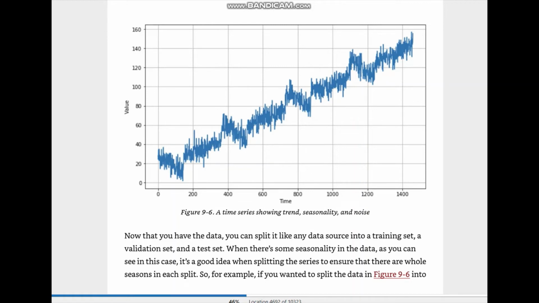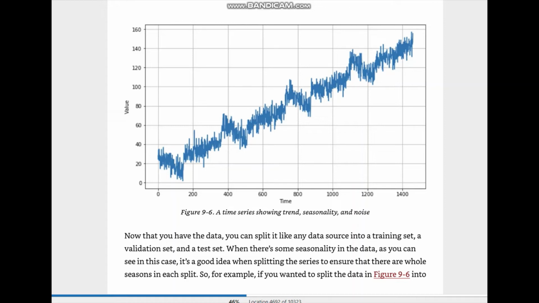As you can see, there is some kind of seasonal change as well, right? The season goes up and then down, then goes up, and a bit more up, then down. So there is a seasonal change there. Now we have the data, and we can split it into a training set and a validation set as well as the test set, right?